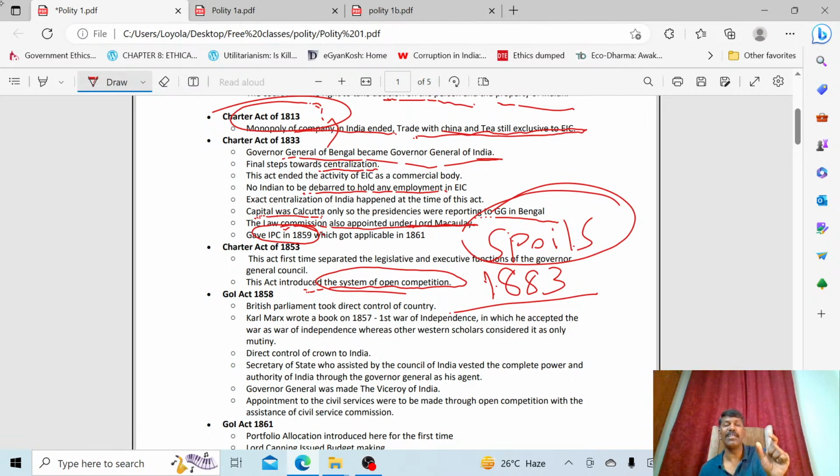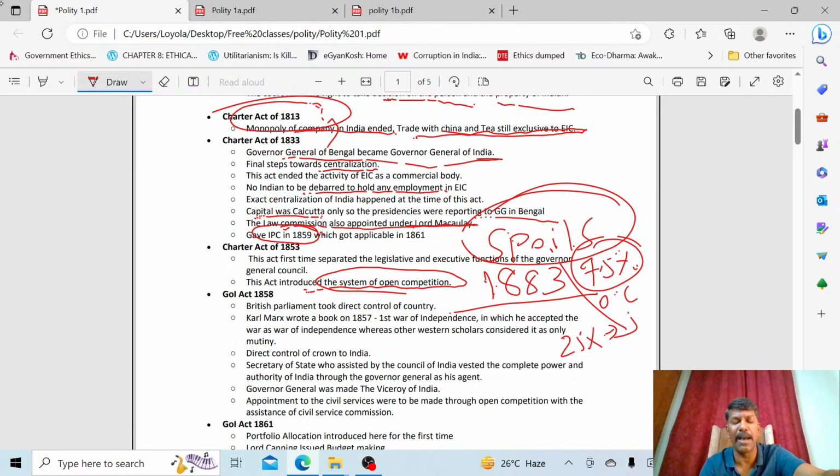Spoils means a party-based system. There was an idea, and open competition also came into existence since 1883. But when I reverse the process, till now 75% of American civil servants are selected through open competition, and 25% on the basis of spoils, political appointment.